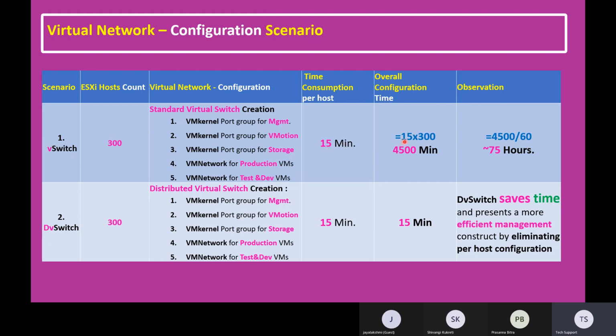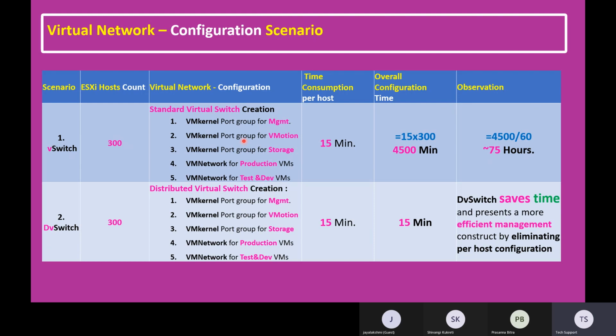Just multiply 15 by 300 hosts. The configuration time is 4500 minutes. If you divide 4500 minutes by 60, you get close to 75 hours of work. If your environment is a large organization with 300 ESXi hosts and you do the network configuration manually, we have to spend 75 hours to configure this task.